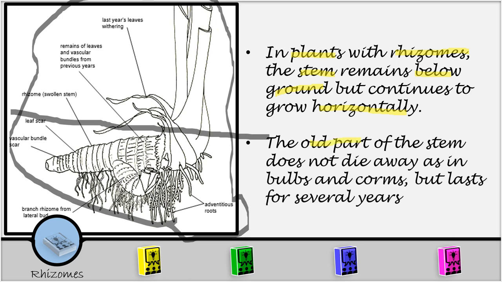The old part of the stem does not die away, as in bulbs and corms, but lasts for several years. So this old part of the stem does not die away, but it stays for several years as the new rhizomes are being formed. The old one will remain there for several years.